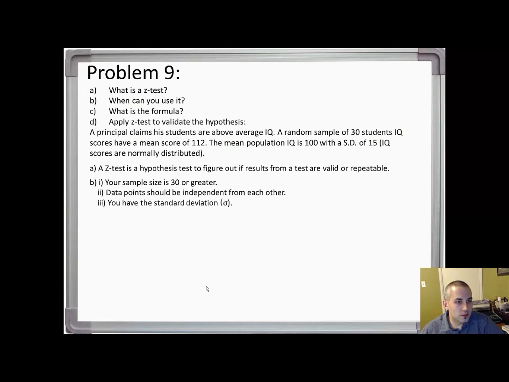B, when can you use it? So essentially, to use a Z-test, your sample size has to be 30 or greater. Your data points should be independent from each other. And in this case, you have the standard deviation of the population. What is the basic formula for the Z-test?